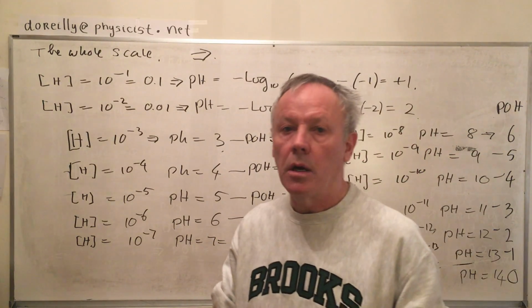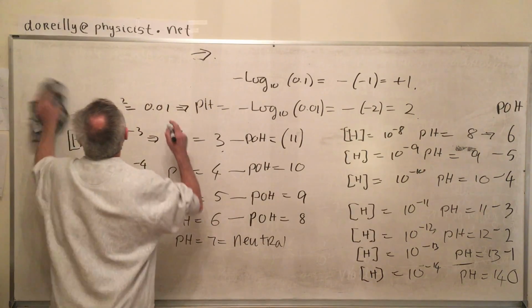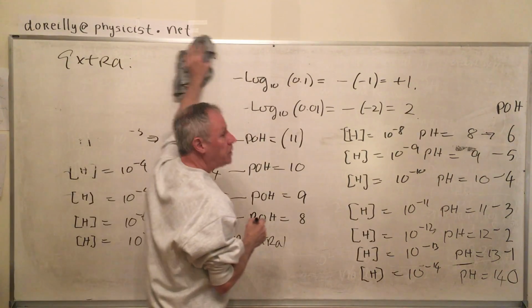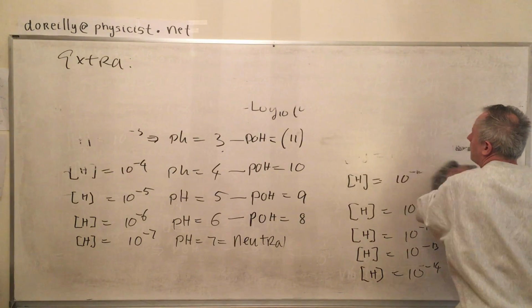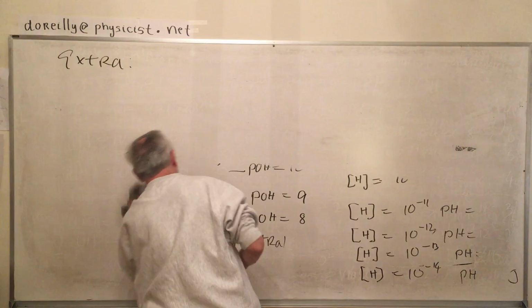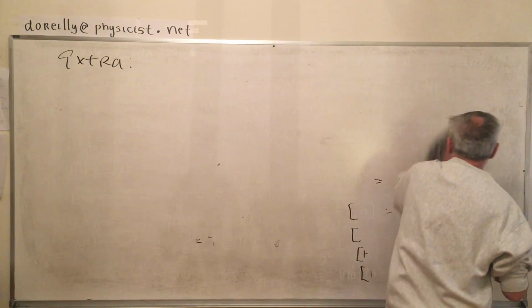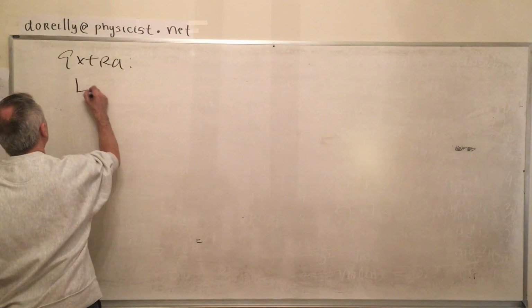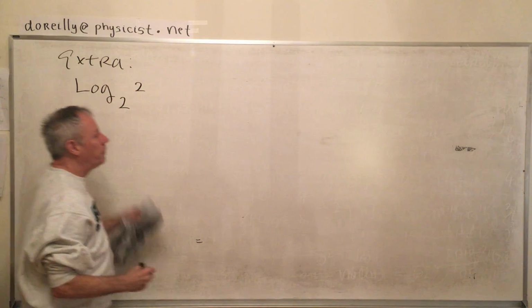I will do a little bit of logs. How about that? Extra. Now you just have to use your calculators to do logs, but it's also useful to know what they are. Now I've been using the base 10, okay? Let's do a different base. I'll use the base 2.